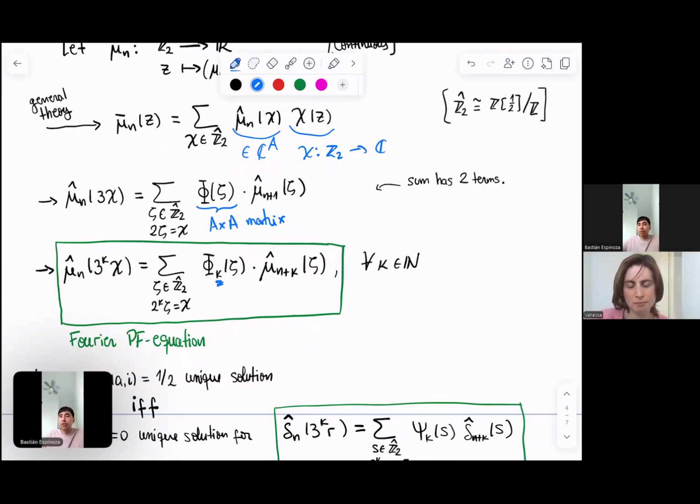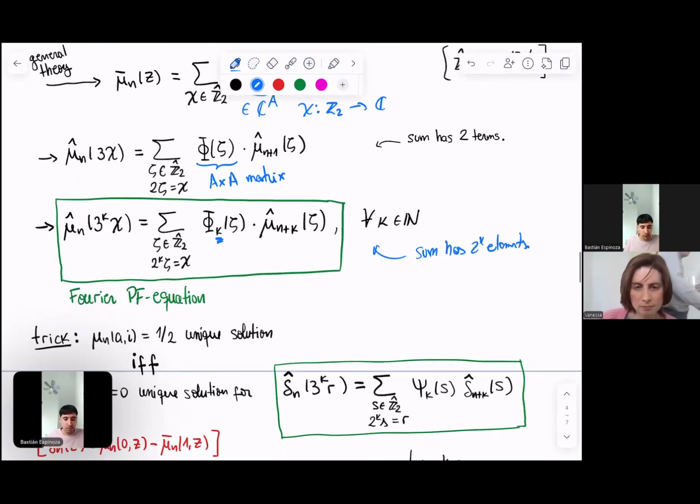When we do the computations, we find an explicit formula for these things that depend on the combinatorics of the substitution we're considering. And here we also have a recurrence for this capital phi k. This time the sum has 2 to the k elements. I'm just mentioning this because there is some complexity here that comes from the fact that we have many elements in this term. Okay, so I call this the Fourier Perron-Frobenius equation. And this is what we're going to really analyze.